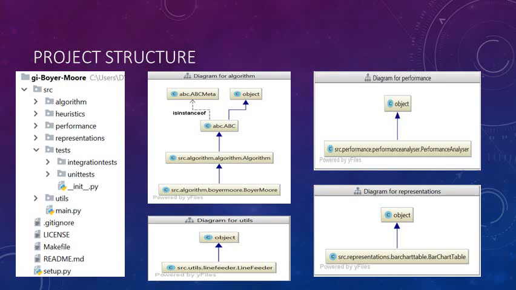Other than that, we have bar chart table, which is used to represent the data we've got from the performance analyzer from the performance package.